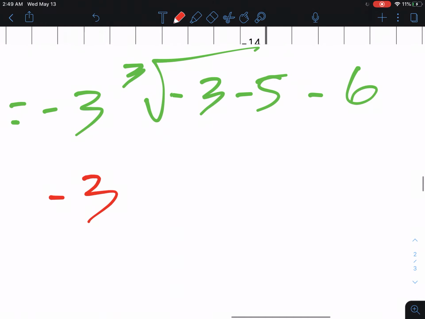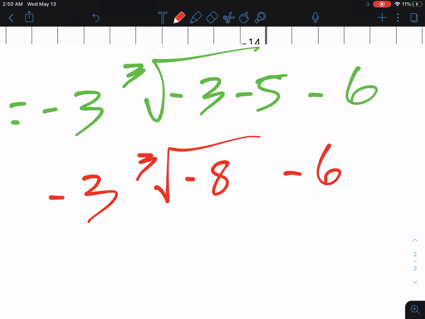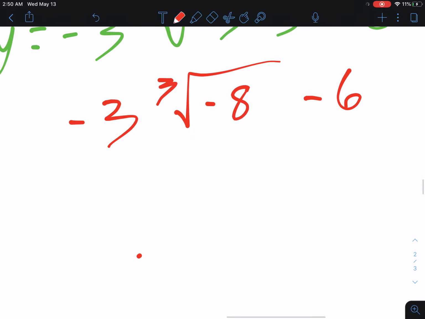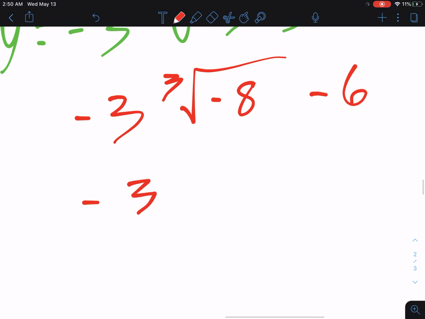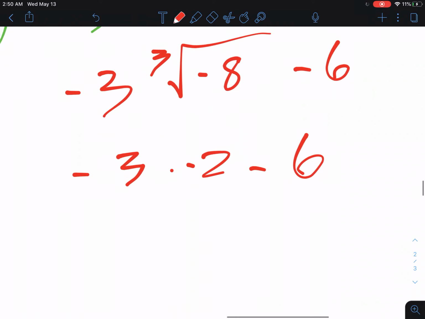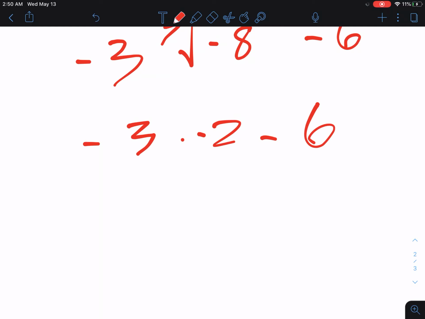Now for this, we write down negative 3, and then the square root of negative 8, because negative 3 minus 5 is negative 8, to the third, minus 6. Now we would drop down the negative 3, and then negative 8 to the third, the square root of the third, equals negative 2. So we would multiply negative 3 by negative 2, and then we drop down minus 6.